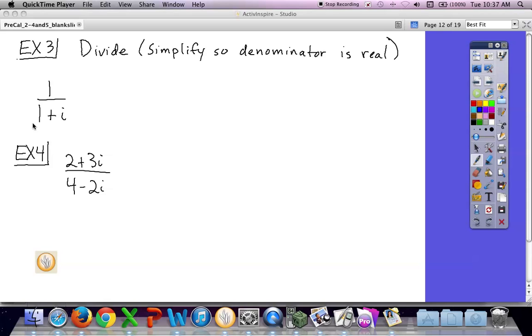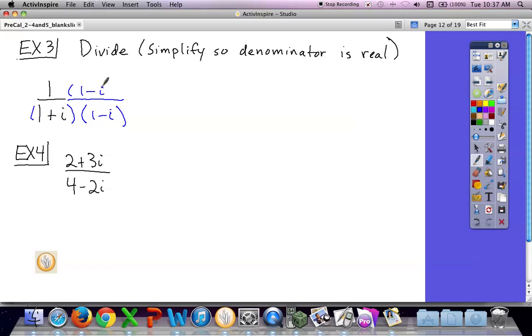So the strategy to simplify this is multiply by the conjugate of the denominator. So what is the conjugate of 1 plus i? 1 minus i. So I'm going to multiply times 1 minus i, right? But I can't just multiply the denominator by a number without balancing that out by doing something else, right? Multiply the numerator by, same thing, 1 minus i.